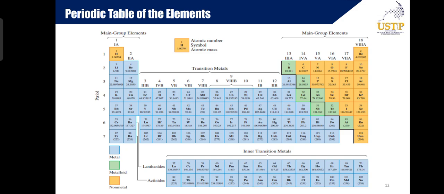Similarly, the nonmetals do share some properties, and they are closely related also with the metalloids and the metals. In the near future, we'll be discussing the differences of their properties.